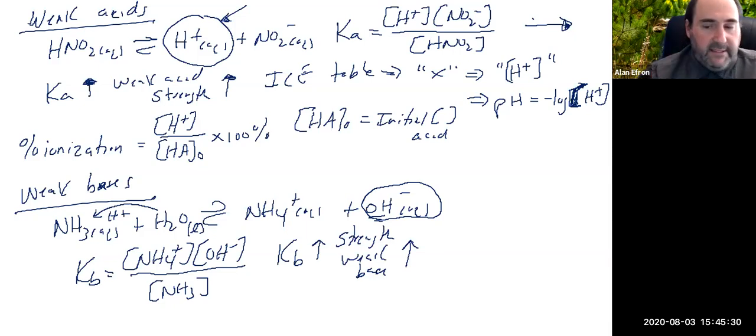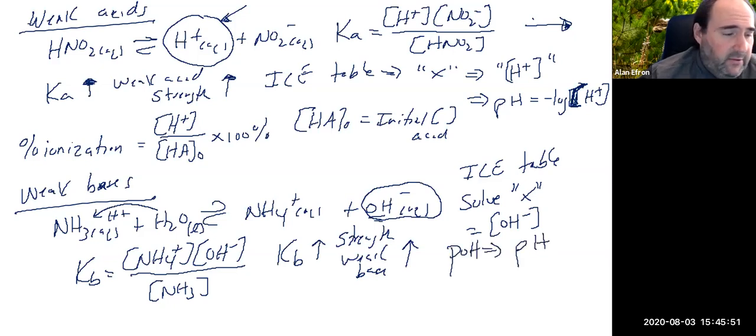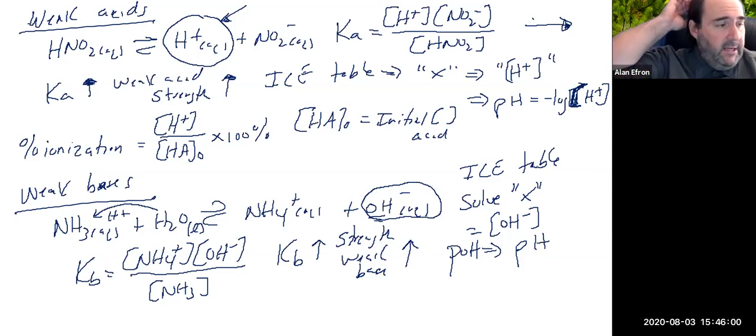And these guys are pretty much solved the same way. So we do our ICE table here. The difference on this ICE table is that when we do solve for X, X is usually equal to the hydroxide concentration, which means we first need to go to our pOH and then to our pH. So that's the slight difference when you do these types of problems: you typically end up with the hydroxide rather than directly the H plus.